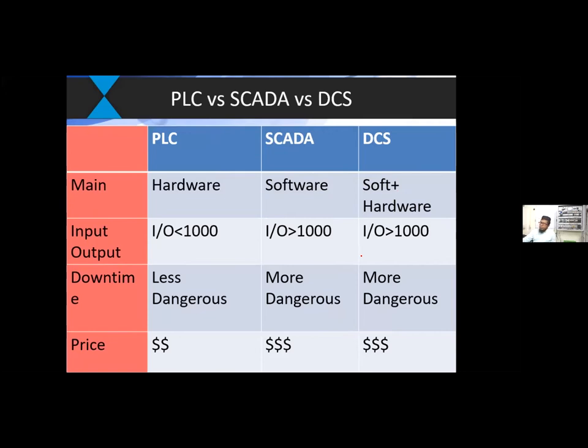So where are we mainly using these three systems? When the input-output count is less than 1000, that means a small machine, we use the PLC. But when the input-output count is more than 1000, then we use SCADA and DCS. If there is downtime in a machine, like a textile machine, a garments machine or any manufacturing machine, if it is shut down, then what happens? Not so dangerous, because production will be less or stopped, but it will not do so much harm.